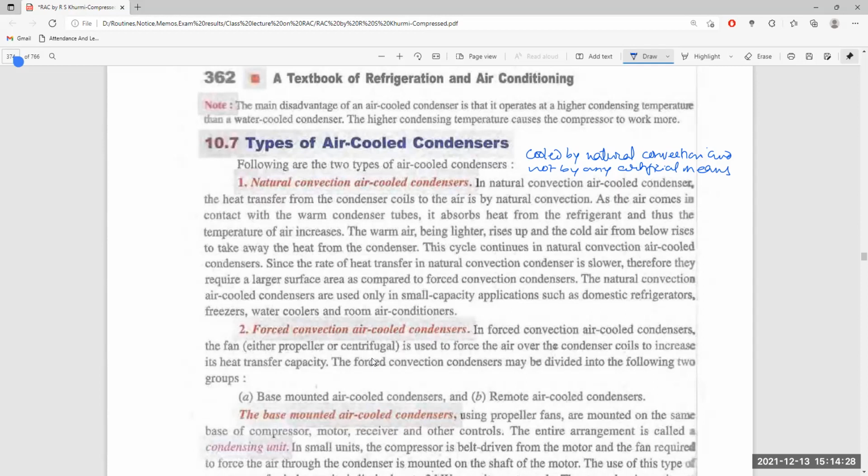Since the rate of heat transfer in a natural convection condenser is slower, they require a larger surface as compared to the forced convection condenser. The natural convection air-cooled condensers are used only in small capacity applications such as domestic refrigerators.